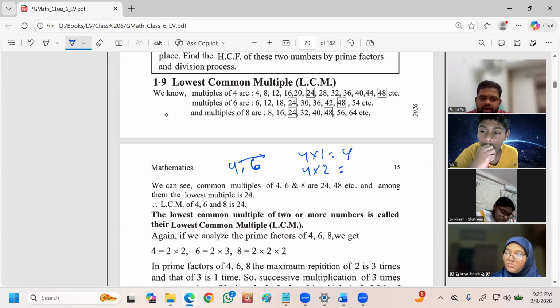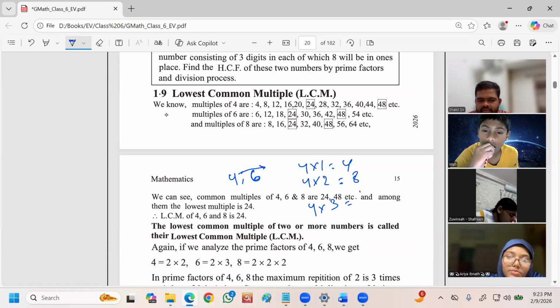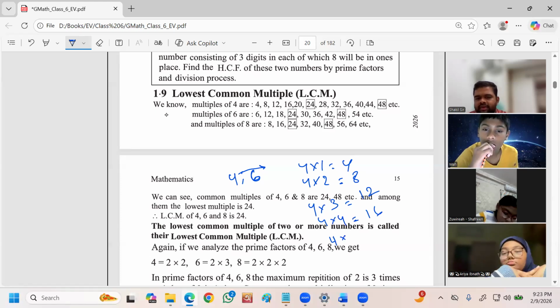So if we multiply 4 with 2, then what do we get? We get 8. If we multiply 4 with 3, we have 12. If we multiply 4 with 4, then we have 16, right? In this way, we can multiply unlimited numbers, right? There is no specific limit, and we have unlimited numbers to multiply with 4. So if I multiply with 5, then we get 20, right?